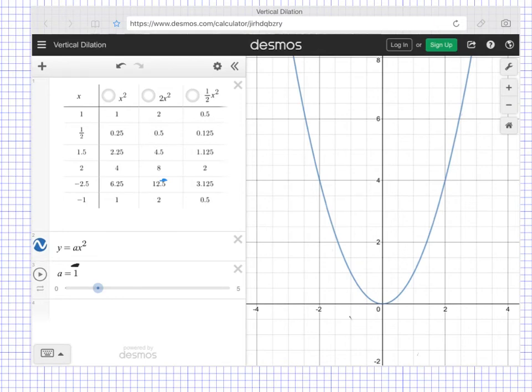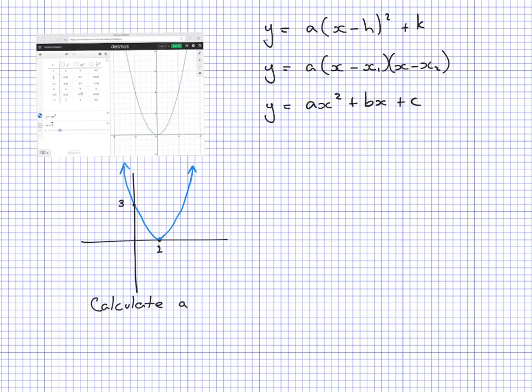And now I'm going to show you how to calculate some of them, and then we're going to go back and practice some of those questions from our book. All right, so in each of the 3 forms, this dilation factor sits out the front. In the first 2 forms, it's out the front of the brackets. In the last form, it's the coefficient of x squared. All right, now this is the same A in all of them.